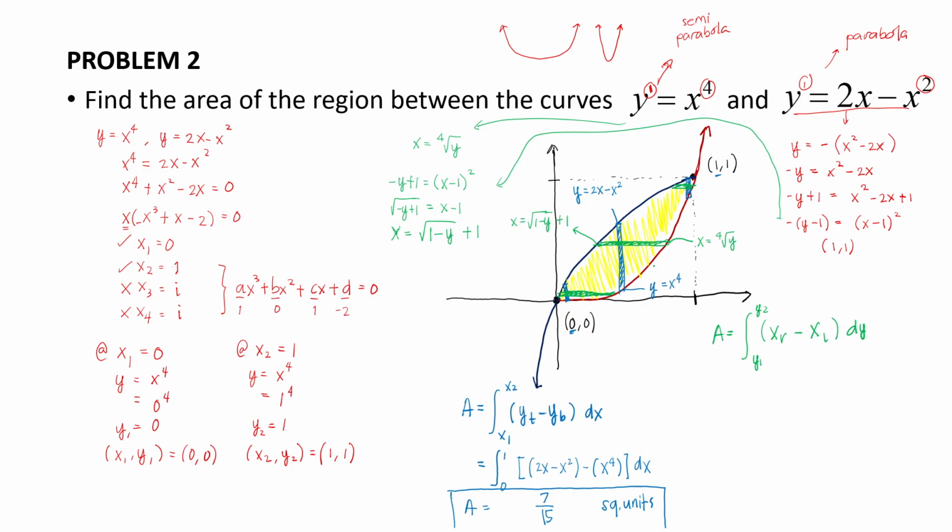plus 1. So I can now plug it in the equation. So x right first. So again, starting with the fourth root of y. And then minus the square root of 1 minus y plus 1. And then this would be dy, from 0 to 1.